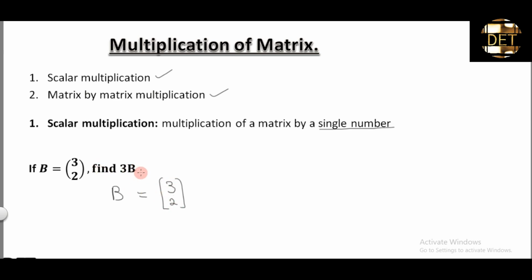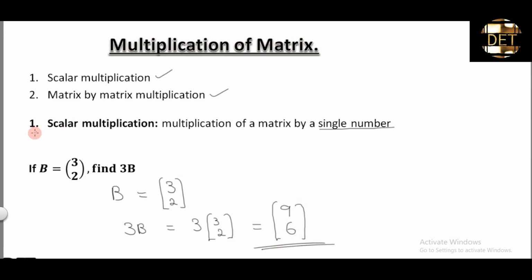Find 3B. So 3B will be equal to 3, open bracket. Remember that my B is 3, 2, bracket close. So I would use this 3 to multiply this matrix. 3 times 3 will give me 9. 3 times 2 will give me 6. So this is my answer to this question.